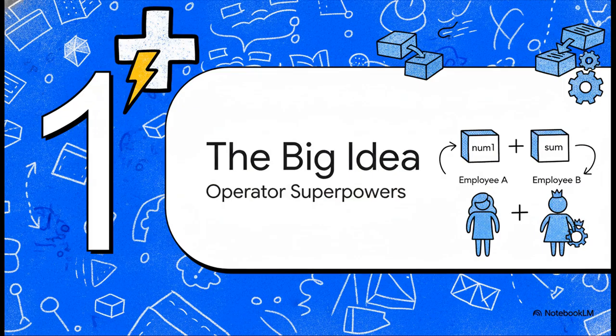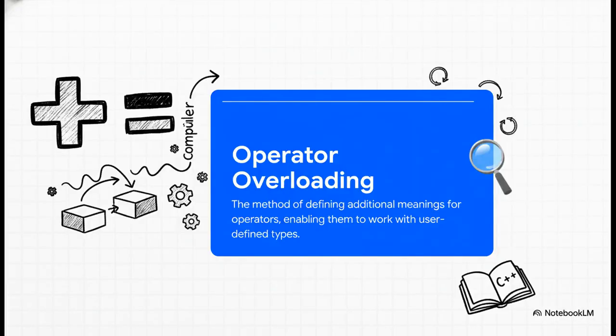Well, the answer is a really cool technique called operator overloading. Think of it like this. C++ already knows exactly what the plus sign means when it sees two numbers. But what about when it sees two of our objects, like our employee class? Operator overloading is how we teach C++ a new trick. We're giving these old, familiar operators some brand new superpowers. So, to put it a little more formally, we're defining additional meanings for operators so they can work with our own custom types.